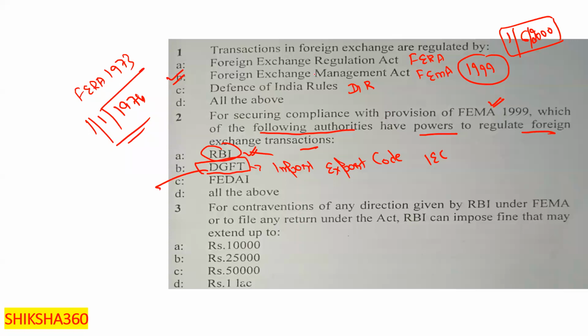Here we have discussed securing compliance with the provisions of FEMA 1999. Which authority has the power? That is RBI, clear? Third one, for contravention of any directions given by RBI under FEMA or failure to file returns, the RBI can impose a fine that may extend up to rupees 10,000, clear? So option A is the answer.